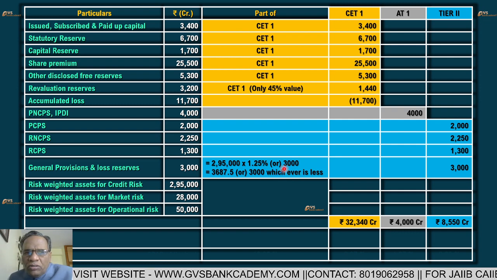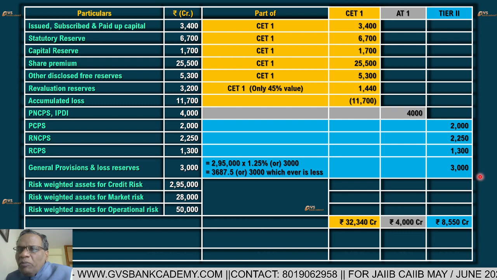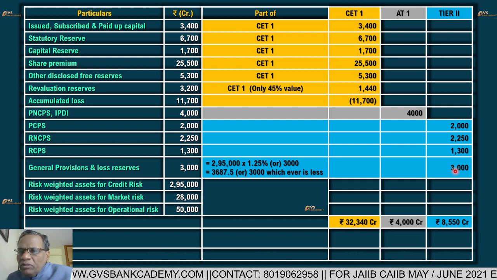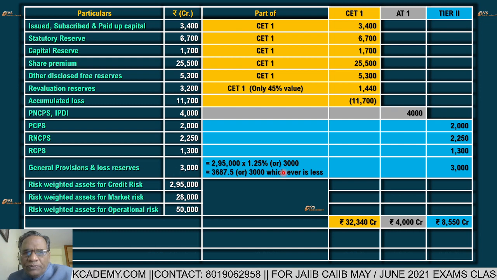So 3,000 crores or 3,687.5 crores. Whichever is less means, in this case, the eligible amount for Tier 2 capital is 3,000 crores. Now, most of the participants, I had observed in the quiz also, are making a mistake on this. So, please take a note of this.